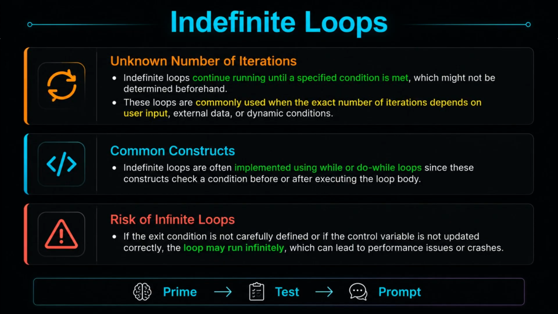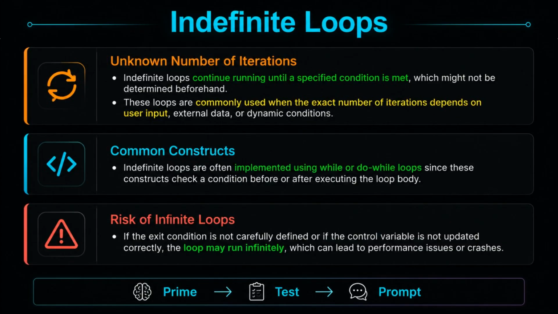An indefinite loop keeps running until a specified condition is met, one that might not be knowable in advance, since it often depends on user input, external data, or some other dynamic condition. These are typically built with while or do-while loops, since both check a condition before or after running the loop body.